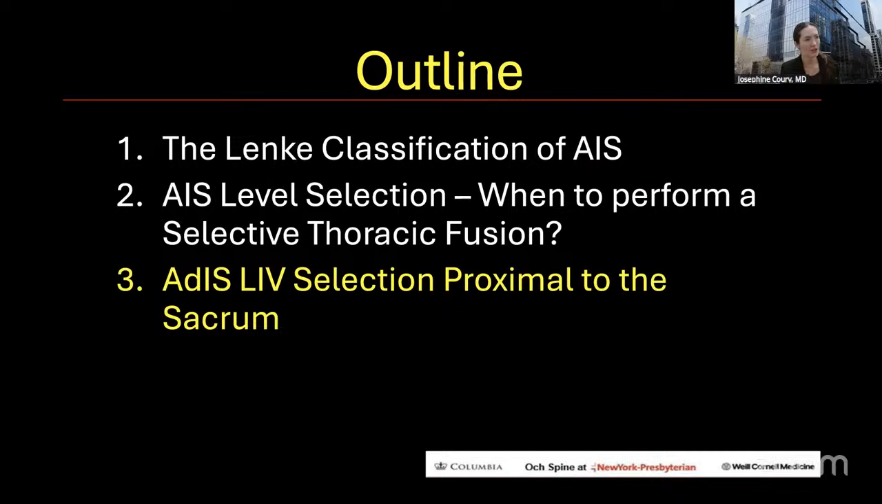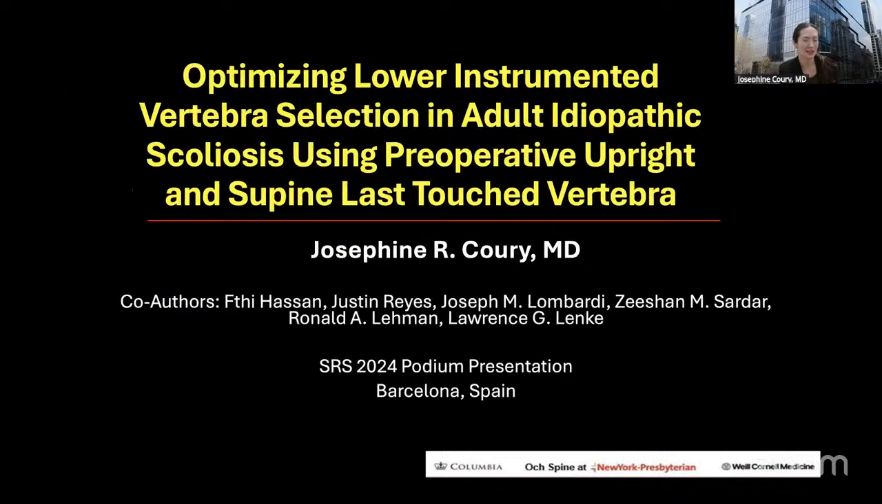So the last part of the talk, I see we are getting up to about 40 minutes or so now, is I just wanted to talk again about my presentation at SRS this year, and show the podium that we presented on whether or not you can use the last touched vertebra concept in adult idiopathic scoliosis patients. These are patients who likely had idiopathic scoliosis as a child and then went on to become adults without treatment, and it either progressed or was not identified.